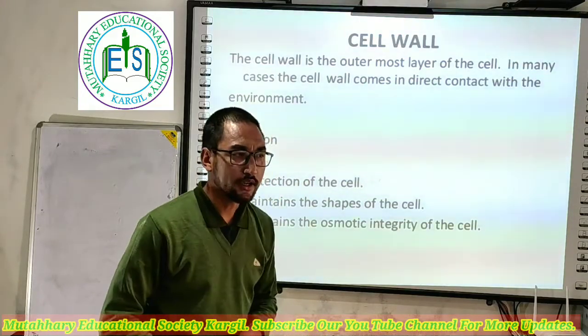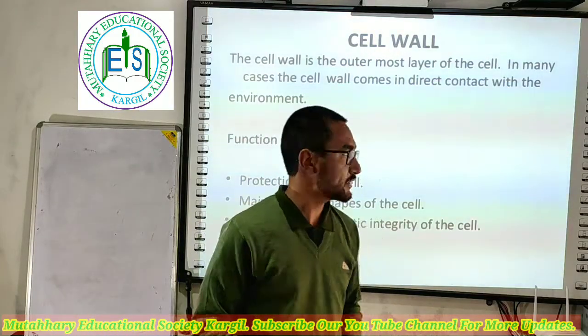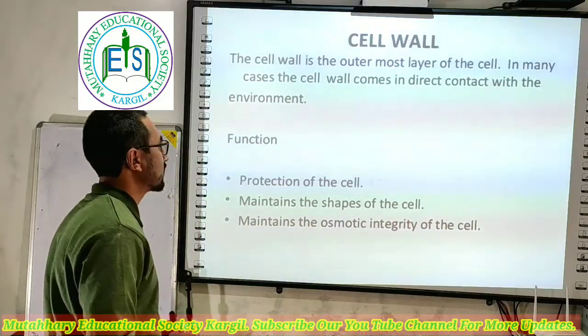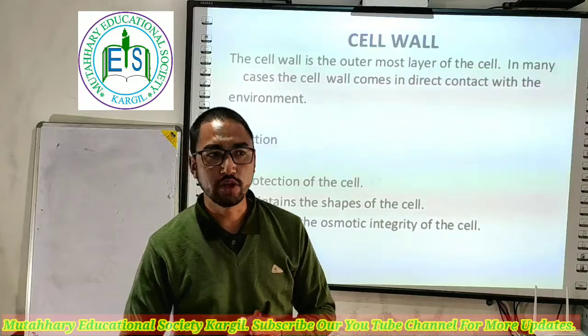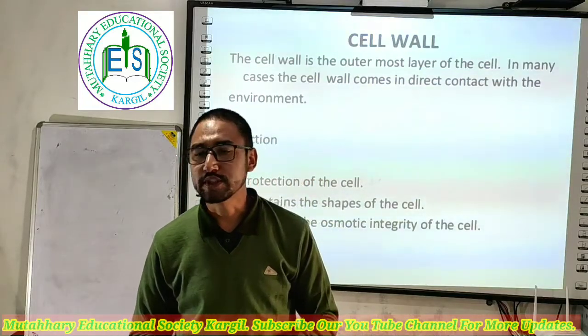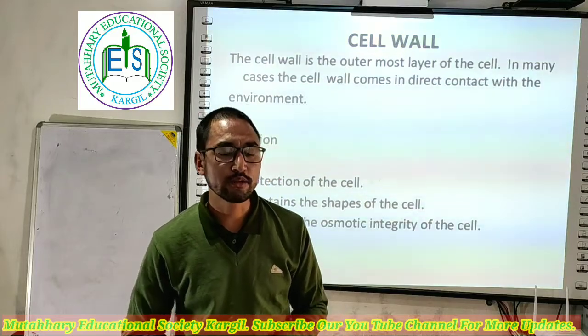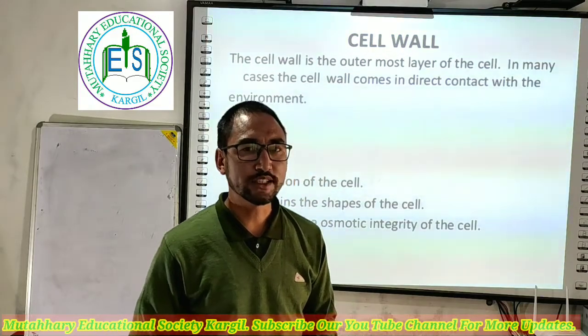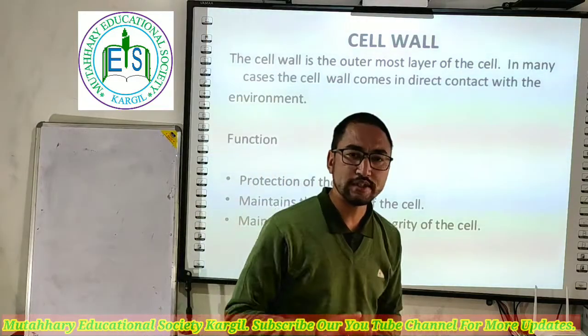So the cell wall is the outermost layer of the cell, and as we have already discussed, the cell wall directly comes in contact with the environment. For example, if it is within a host, the host environment has direct contact with the cell wall itself, but not with the cell membrane of the bacteria. So there are different functions of the cell wall.